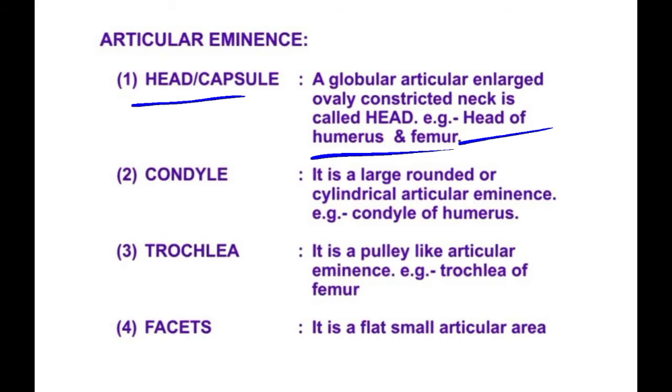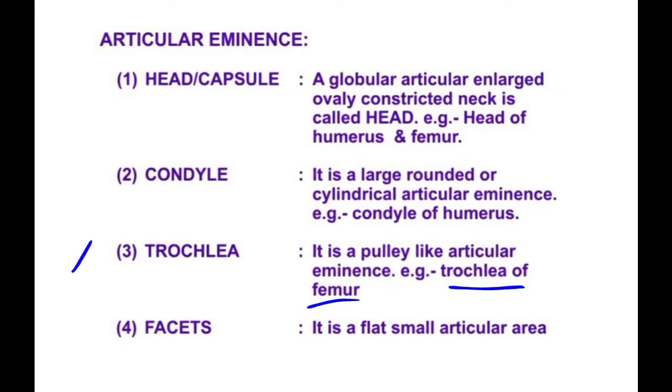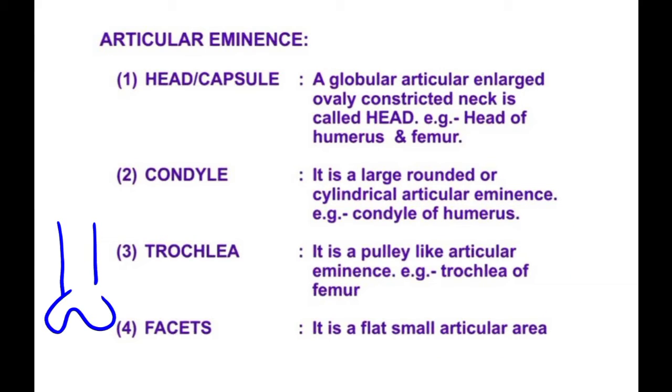Next one, condyle. It is a large rounded cylindrical articular eminence, condyles of humerus. We will see trochlea. It is the pulley-like articular eminence, trochlea of femur. Remember this, pulley-like articular eminence. Facet, a small articular area that connects to another bone, as in tarsals, metatarsal, tarsal bone.